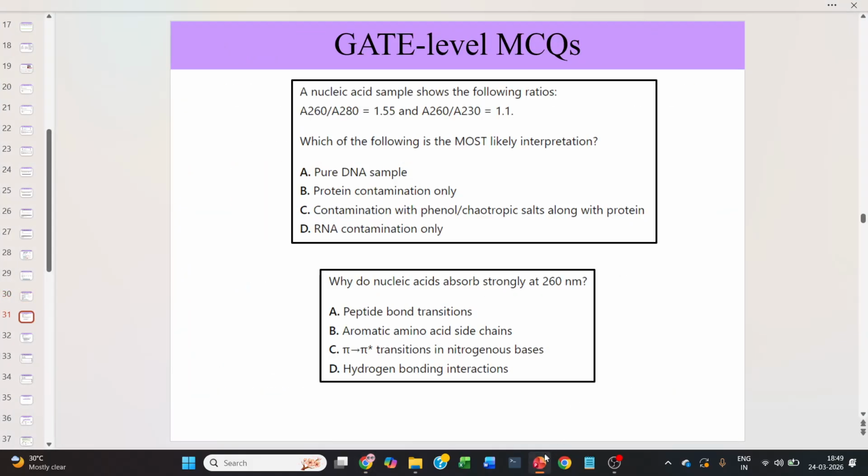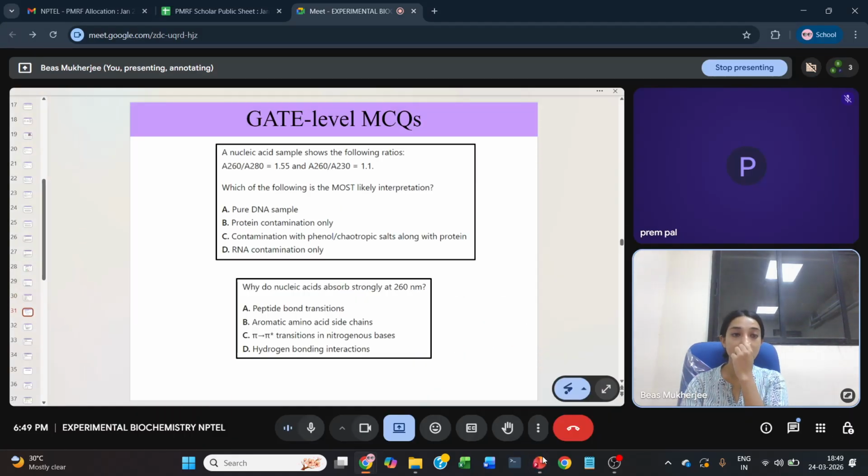Right. Now we have questions. Let's try to solve these questions. A nucleic acid sample shows the following ratios: A260 by 280 is 1.55 and 260 by 230 is 1.1. So the ratios are low. Which of these are the most likely interpretations? Pure DNA sample, protein contamination only, contamination with phenol or chaotropic salts along with protein, or RNA contamination only.